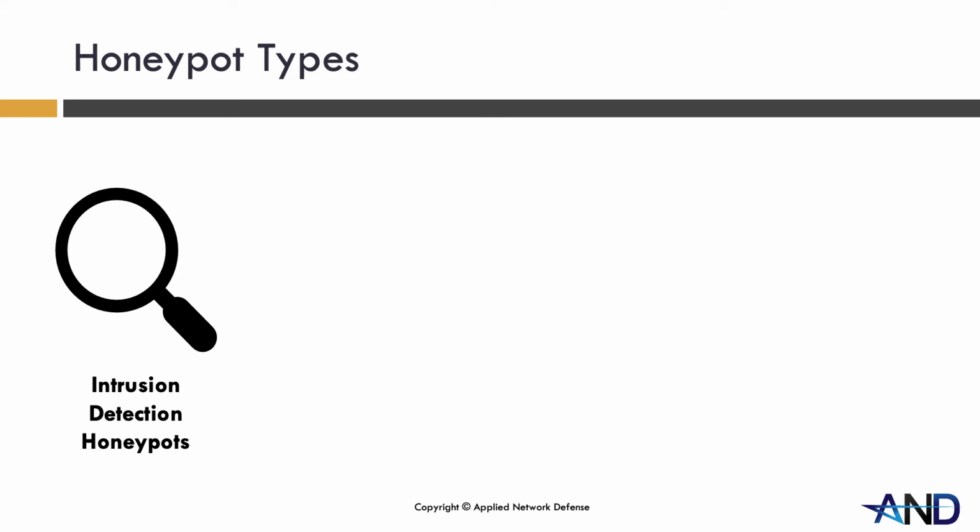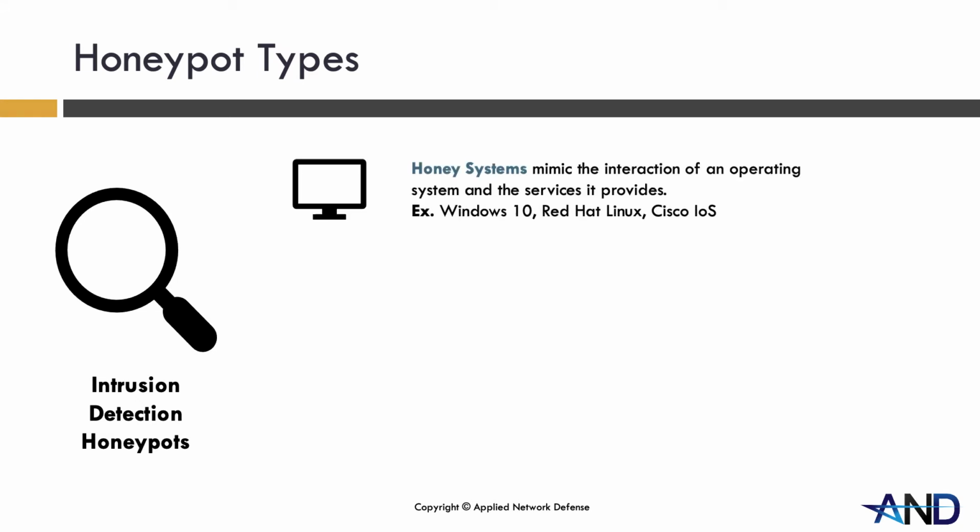I mentioned earlier that we don't necessarily constrain intrusion detection honeypots to just systems. As a matter of fact, there's a whole lot of exciting things you can do with honeypots, and those generally fall into three types or three categories that's worth briefly mentioning here. The first is probably the one you're most familiar with, and that's a honey system, which mimics the interaction of an operating system and all of the services it provides. So here we're talking about a full-blown deployment of Windows 10 or Red Hat Linux or even Cisco IOS or something more specific.